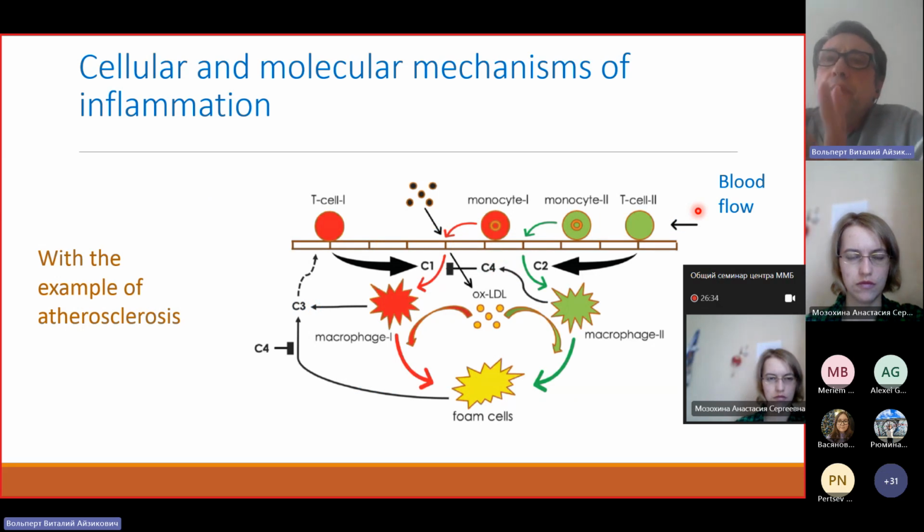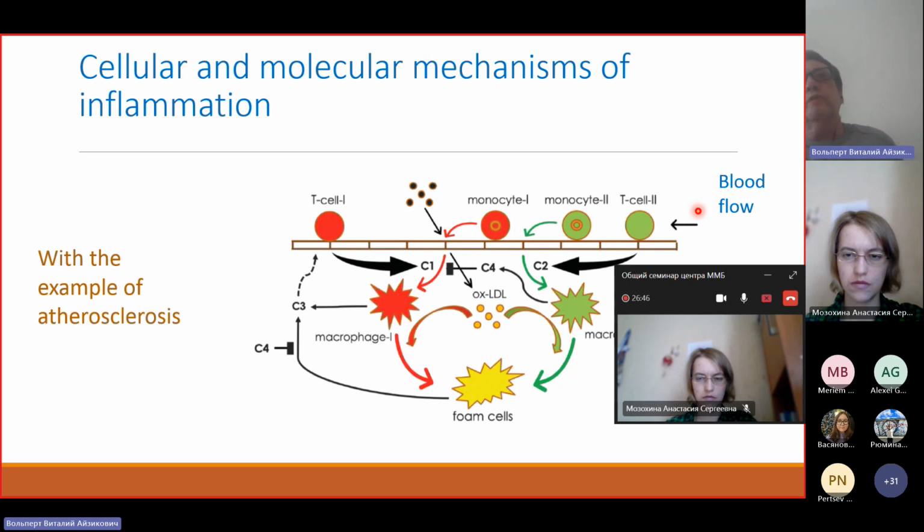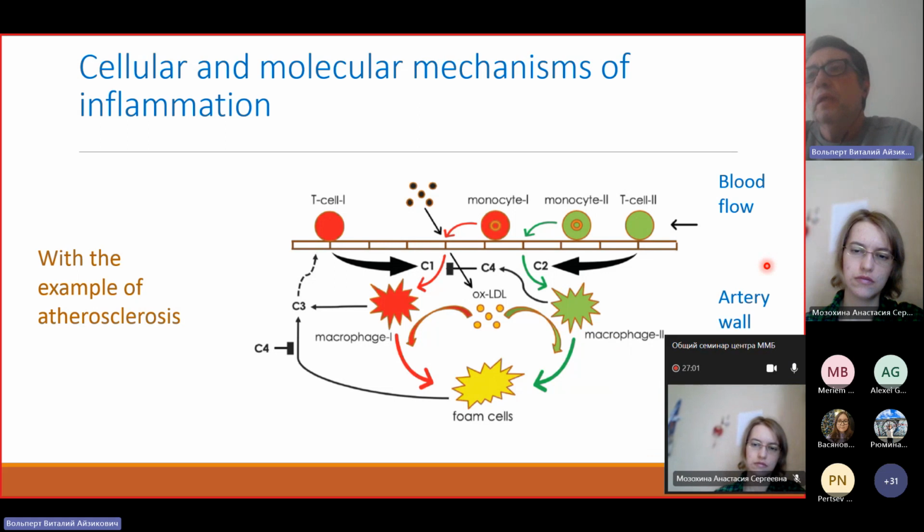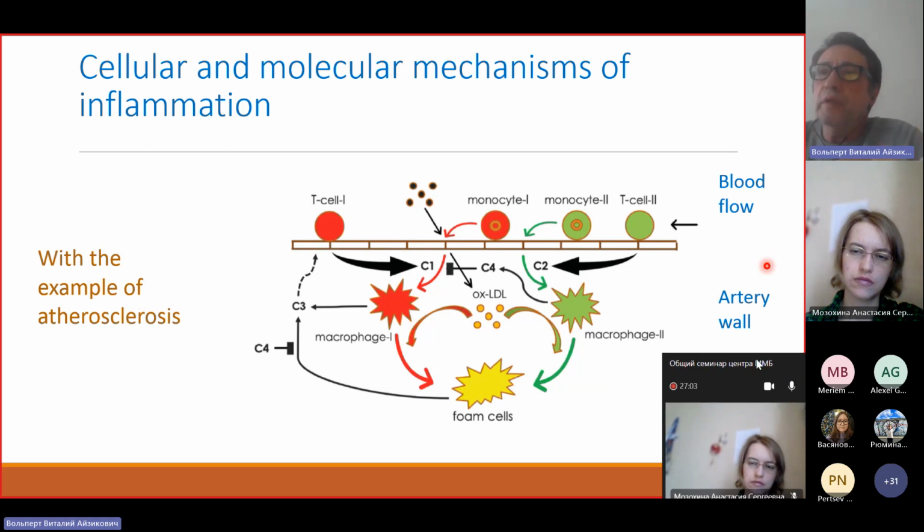Well, I will begin discussing the cell and molecular mechanism of inflammation, because both from the biological point of view and from the modeling point of view, it is very important for us to understand this cell and molecular mechanism. And I will describe this mechanism taking atherosclerosis as an example. Why atherosclerosis? Because we have worked on it for many years. We understand more or less how it works, I mean, how this inflammation develops. Of course, also because it is an important cardiovascular disease.